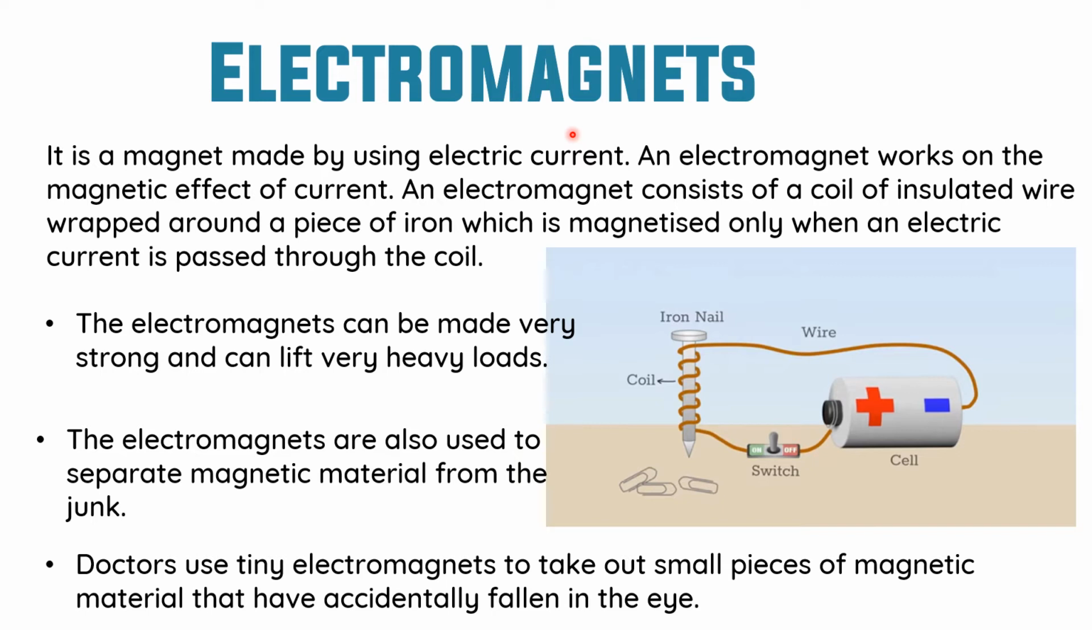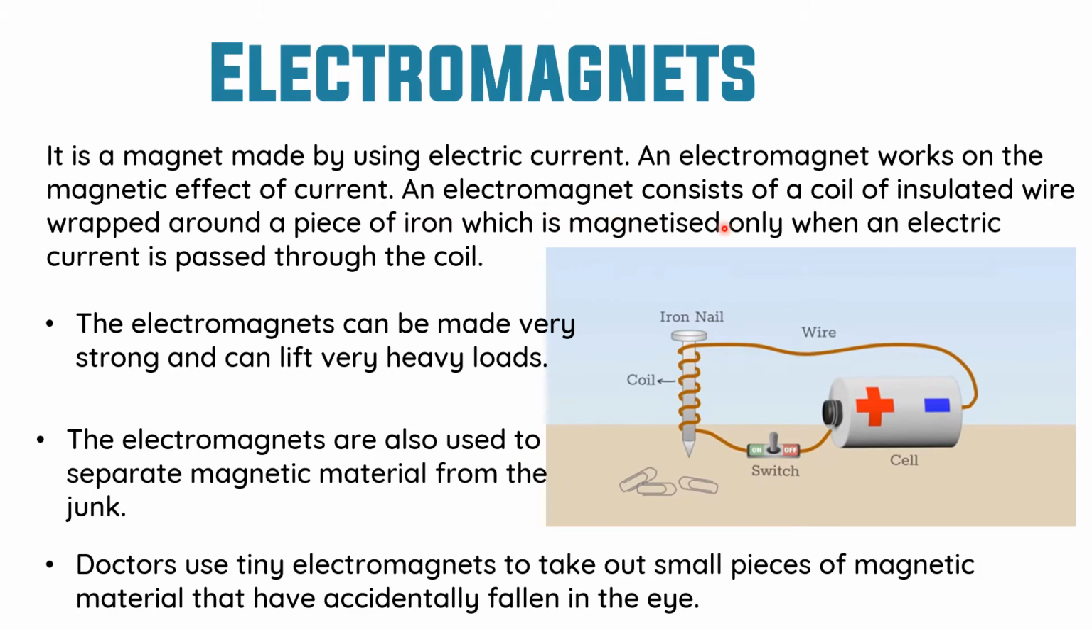Okay, we can use it. So that is called electromagnet. How we can make a magnet using this way? It is a magnet made by using electric current. An electromagnet works on the magnetic effect of current.